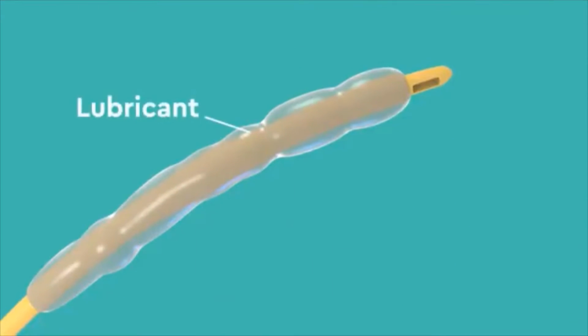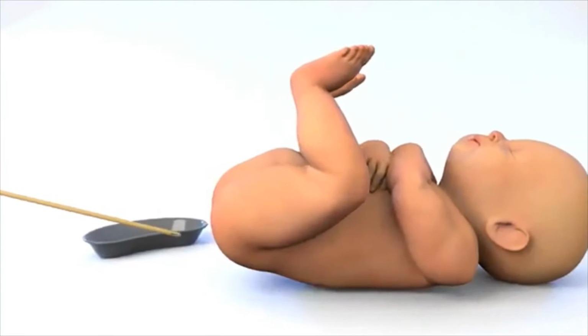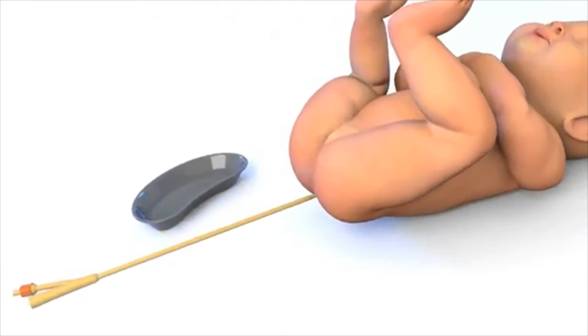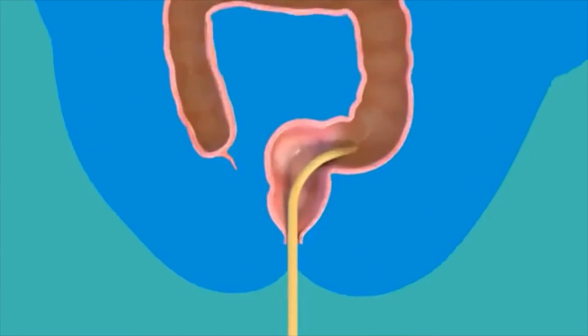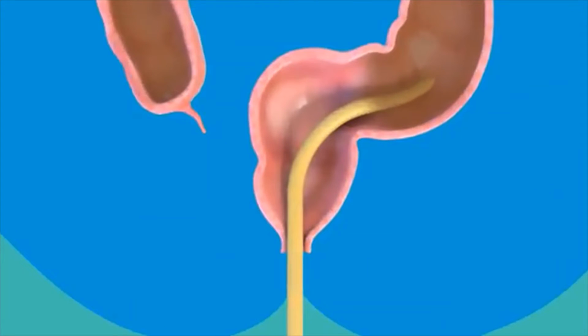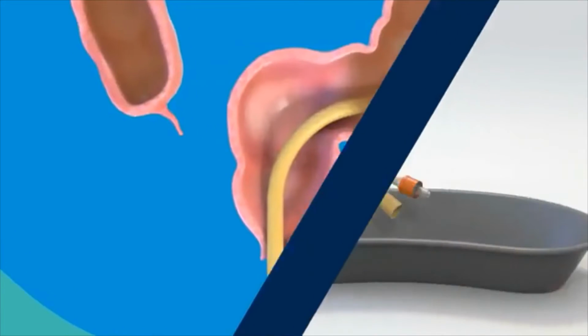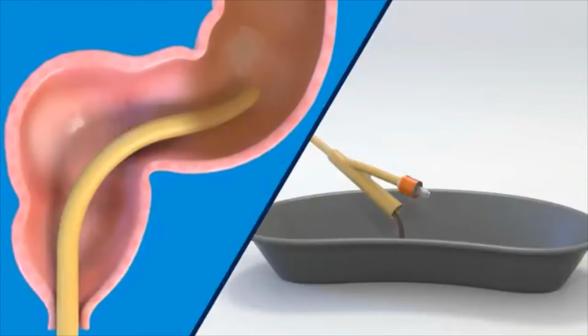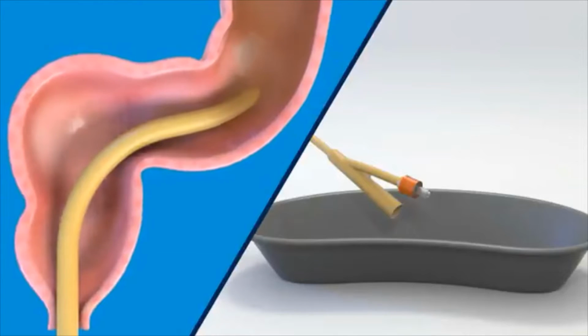Lubricate the top 2 inches of the tip of the catheter and insert it into the rectum. Gently push the catheter so it follows the curves of the colon. Insert the catheter approximately 4 to 6 inches. Pause for a moment to allow any stool or gas to drain out the catheter into the empty small basin.